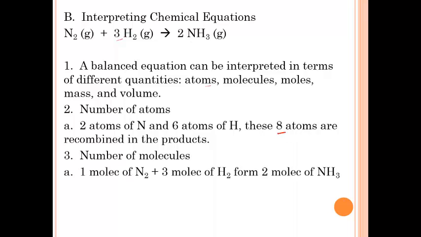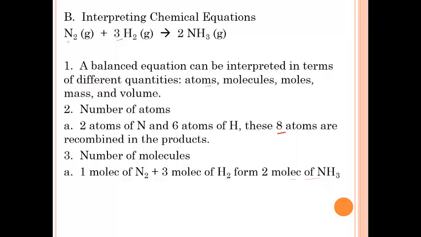Now we can also look at the number of molecules, and in this case they're all covalent, either elements bonded to themselves or a compound, but they're all molecules since they're all nonmetals. So we have 1 molecule of nitrogen, and that's because there's just a 1 in front of N2, but it takes 3 molecules of hydrogen, and when we combine 1 molecule of nitrogen and 3 molecules of hydrogen, we can get 2 molecules of the ammonia.